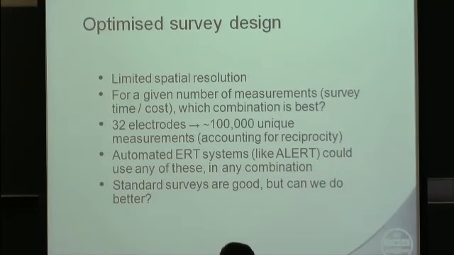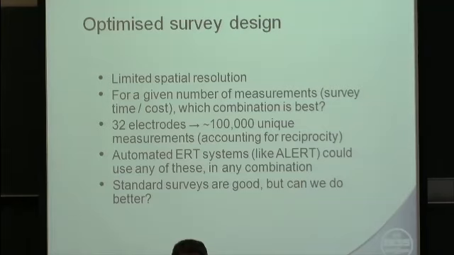Now, all of this implies that we're going to have limited spatial resolution, and in fact the resolution tends to drop off roughly exponentially as you move away from the electrodes. But given that, if we have a given number of measurements, which is equivalent to survey time, survey cost within the field, we want to know what's the best combination of measurements we can make for a given survey size.